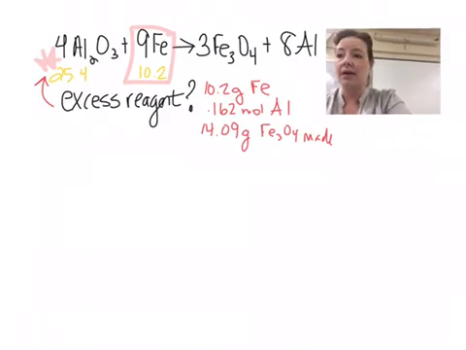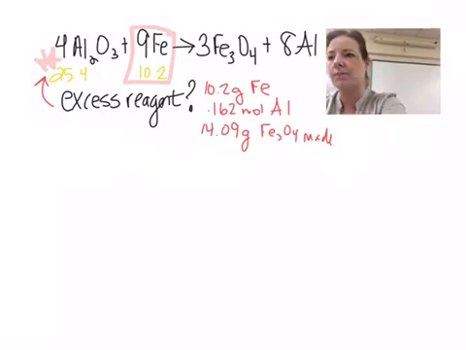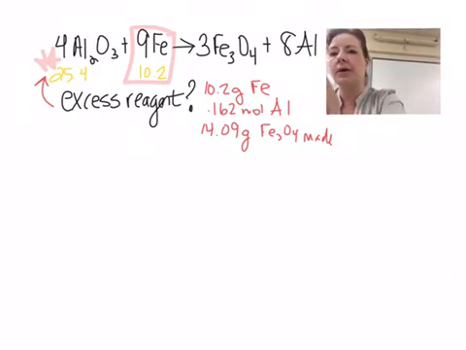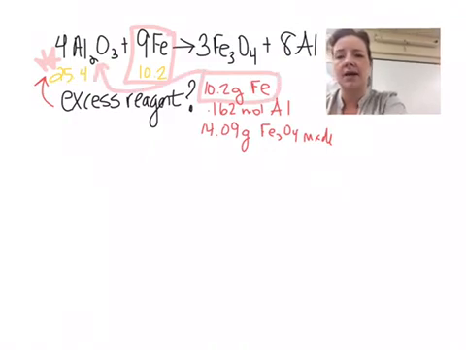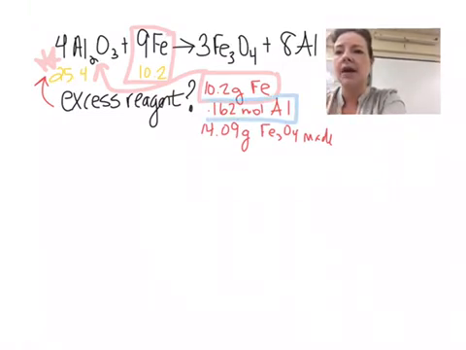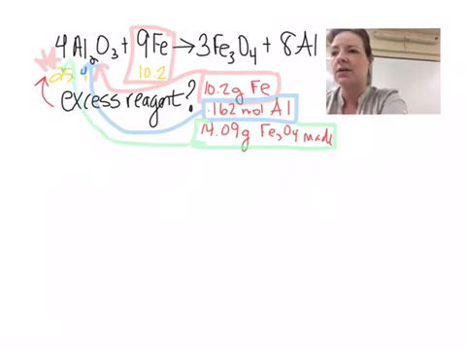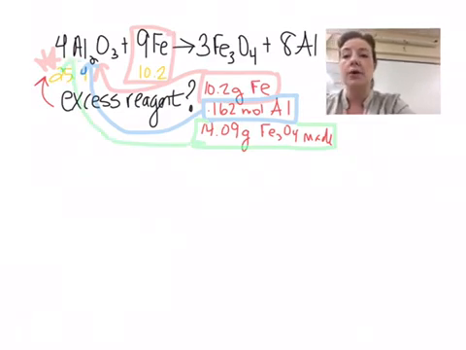We can use any of those to figure out how much aluminum oxide is going to be used up in the reaction. So I could go from my grams of iron here and find out how many grams of aluminum oxide are going to be used up. I could go from my moles of aluminum that are going to be produced and figure out how many grams of aluminum oxide are going to be used, or I could use my grams of iron oxide and find out how many grams of aluminum oxide are going to be used. So I'm going to do all three ways so that you can see the work for all three. You're going to see they come out very similar.